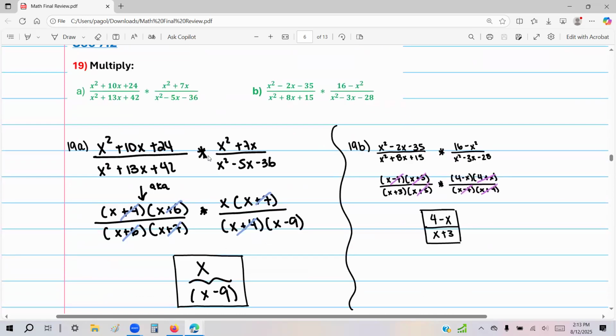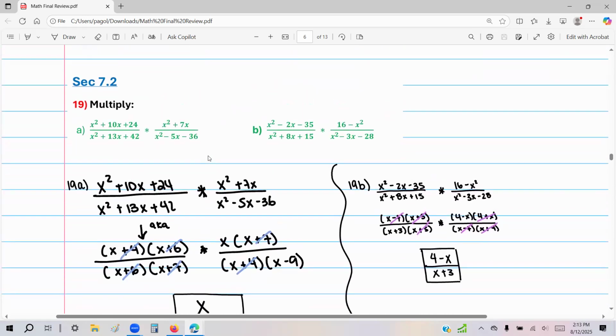Now, today we're going to do chapter 7 and the rest. Many questions will be from chapter 7. One of them will be multiplication and division. Either they'll give you both of them, multiply and divide, or they'll give you one of them, either multiply or divide. For multiplication, there are 3 steps: factor, cancel, rewrite. For division, there are 4 steps: you factor, you keep, change, flip, and then cancel, rewrite.